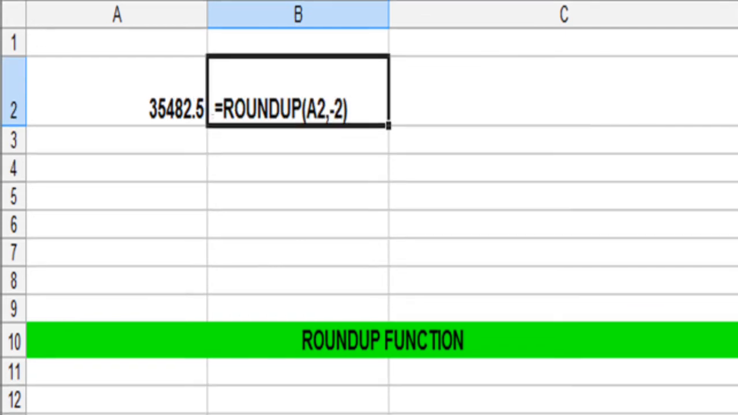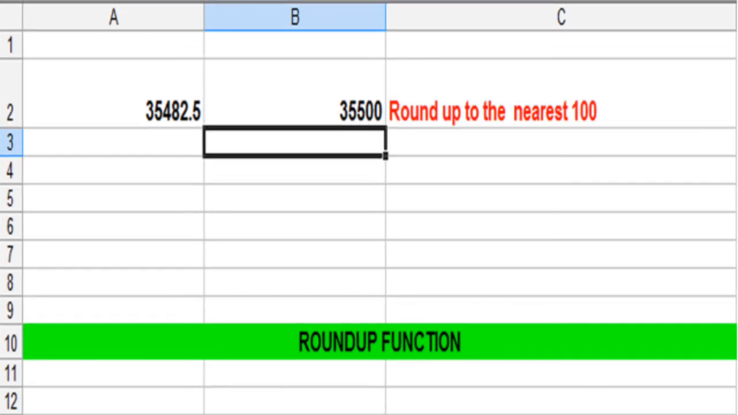Round up to the nearest 100. The formula is equals ROUNDUP(A2, -2). Press enter. Rounded up to the nearest 100. Result 35500.